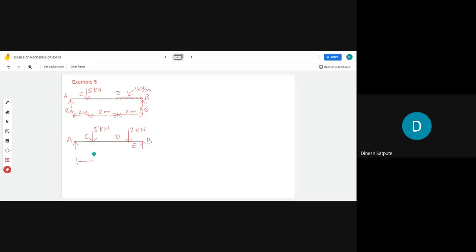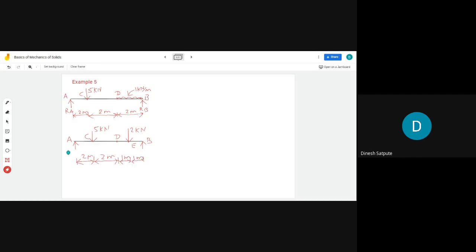This is 2 meter. This is 2 meter. This one is now 1 meter, because the concentrated load will act at the center. So 1 meter. Now you can frame the two equations and you can find out the values of RA and RB.